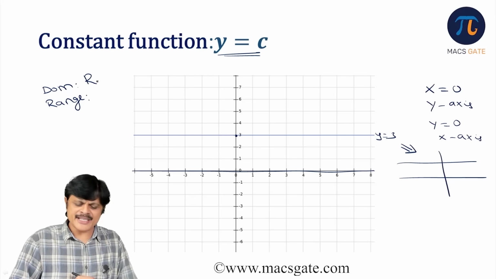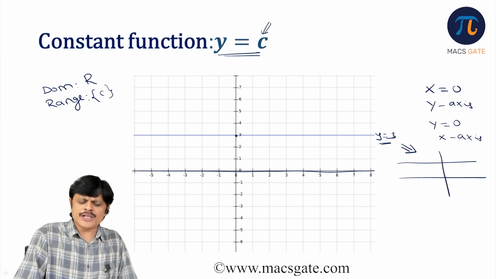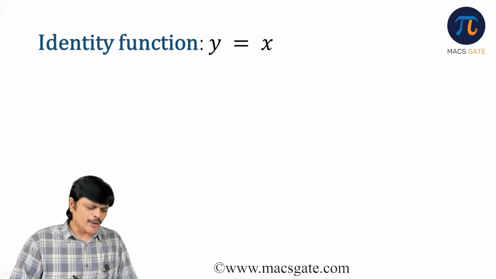And what is the range of this? Here, c means it takes only one value, that is c. Suppose y is equal to 3, it takes only y is equal to 3. Got it? The next important function, the identity function.